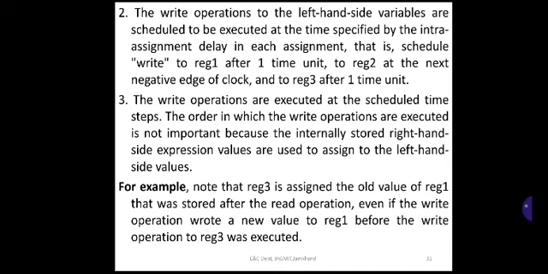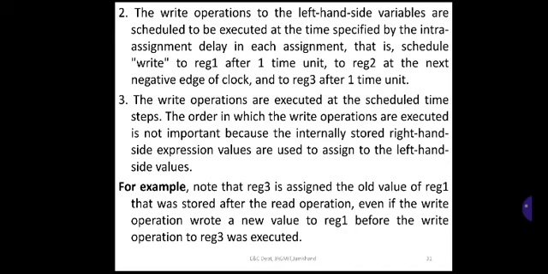That's why, whatever the order they are written, first statement, second statement, third statement, the order does not matter here, because they do not execute sequentially. For example, here you can see reg3. Reg3 is assigned the old value of reg1 that was stored after the read operation, even if the write operation wrote a new value to reg1 before the write operation of reg3 was executed.